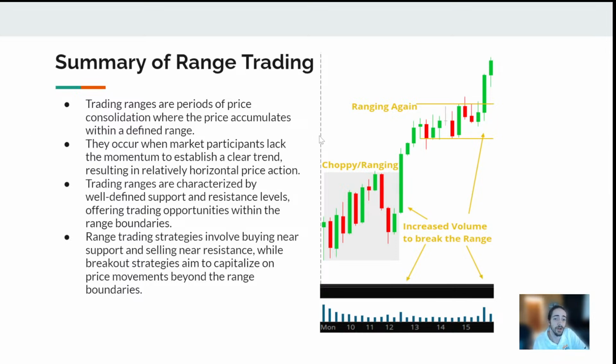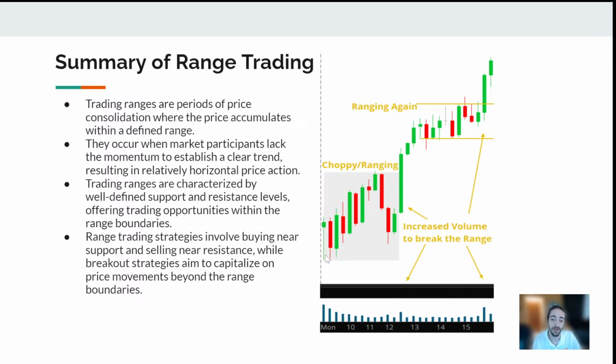So let's see. They occur when the market participants lack the momentum to establish a clear trend, resulting in relatively horizontal price action, right? So if we're in a range, it's going to look choppy. It's going to look sideways. It will not look like a regular trend. Trading ranges are characterized by well-defined support and resistance levels, offering trading opportunities within the range boundaries. So this right here wouldn't be too strong of a range because there's no exact support level, resistance level up here, and same with support. So what we would do on this would be more of a choppy market.